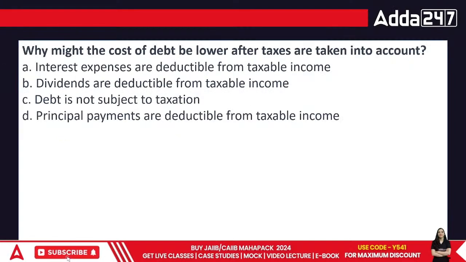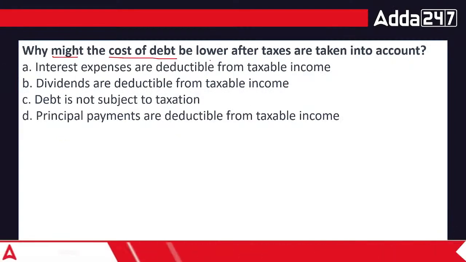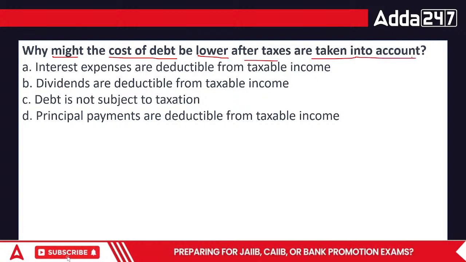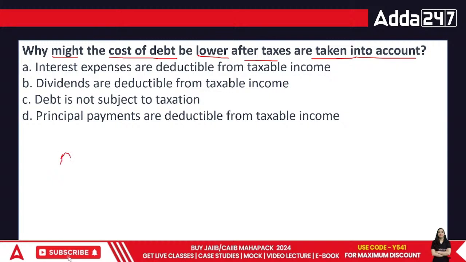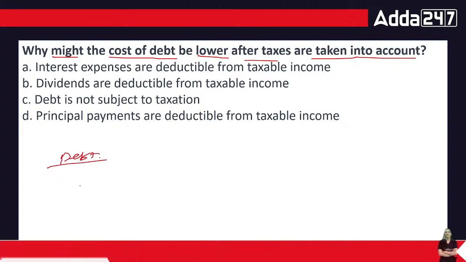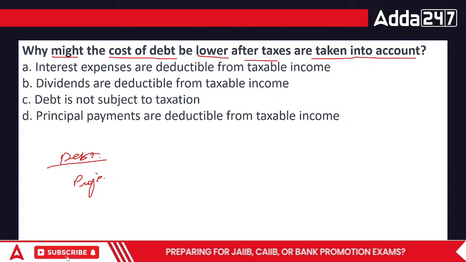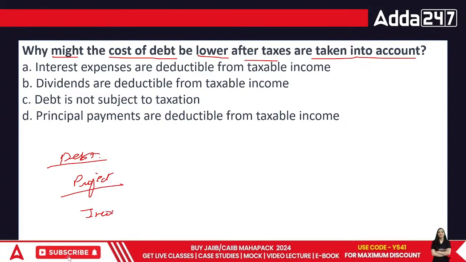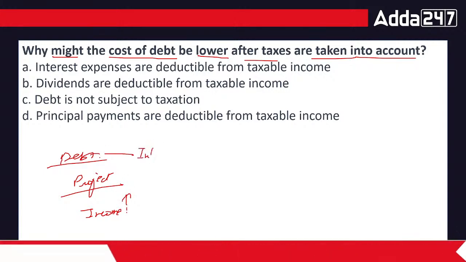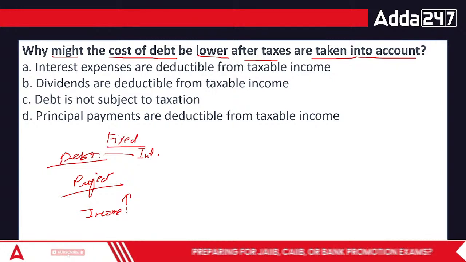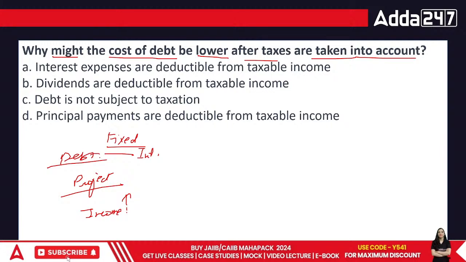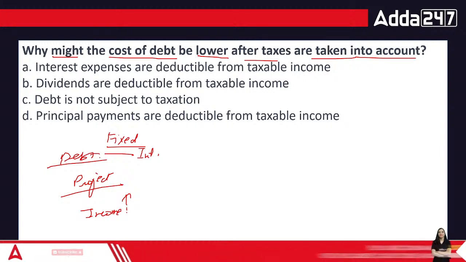Next point, why might the cost of debt be lower after tax is taken into account? Simple reason, everyone. You take a debt. You start making your project for which you have taken the debt. This will increase your income. You will still just have to pay the fixed rate of interest. The lender cannot say, you have started making so much money because of me, give me more money. He just cannot say that.